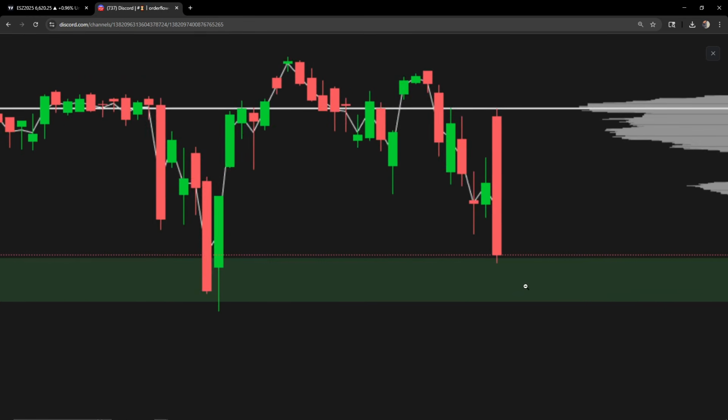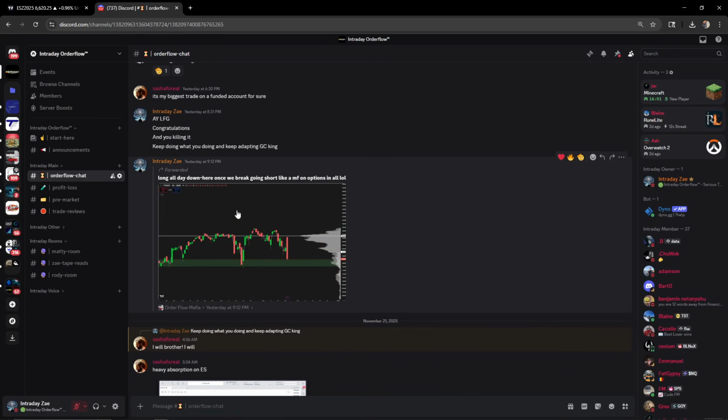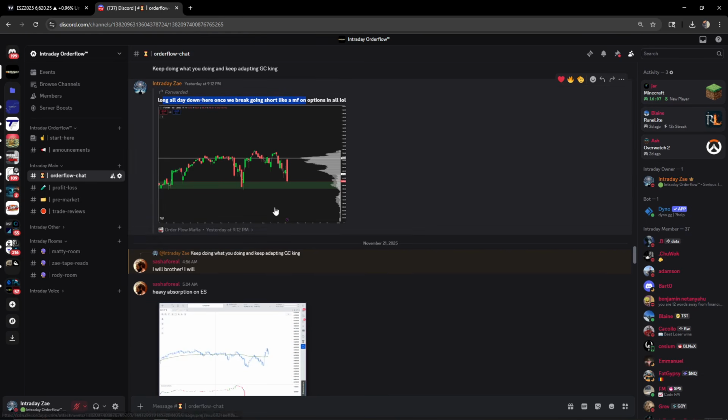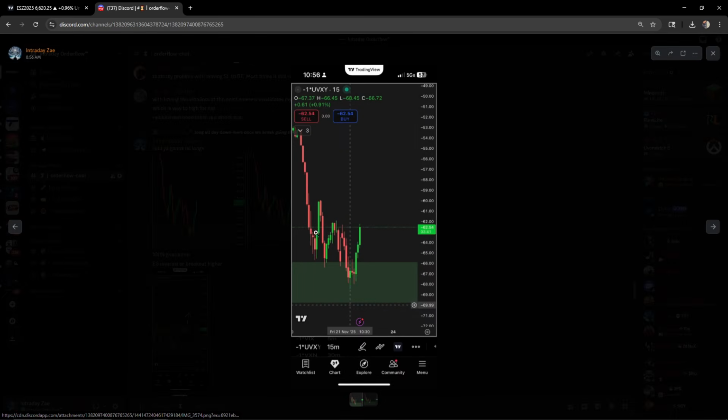This was on a Thursday. That this key area, this area low volume / high volume, this area that was holding, that's base then rally, key longs. Longs all day here. Once we break, I'm going short like a motherfucker. All the options, right? So again, I said I'm looking for longs all day. Here, I told you it's gonna be longs.